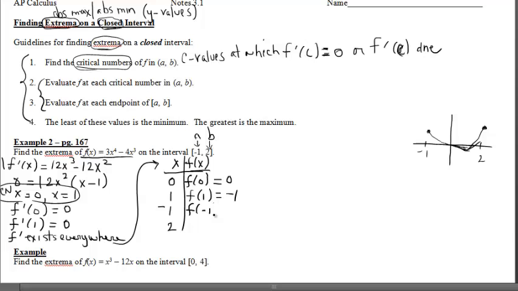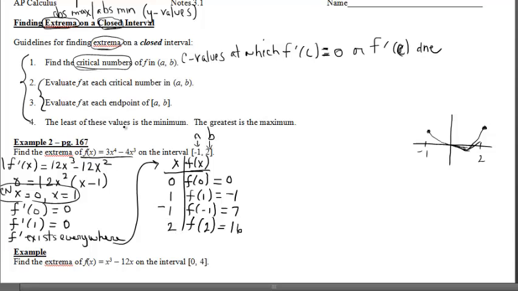Evaluate the function at -1. When you plug -1 into the original function, you get 7. And f evaluated at 2 is 16. So find the critical numbers: I did that. Evaluate the function at the critical numbers: I did that. Step 3, evaluate the function at the endpoints. Well, those endpoints are right here; I did that. Just notice that all the integers are here, but that's not necessarily true. That just happened with this problem.